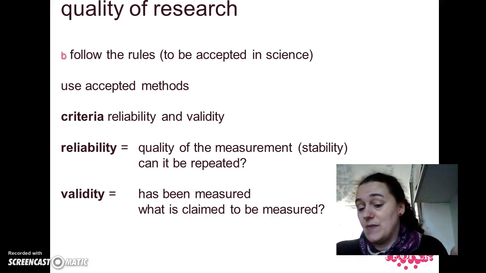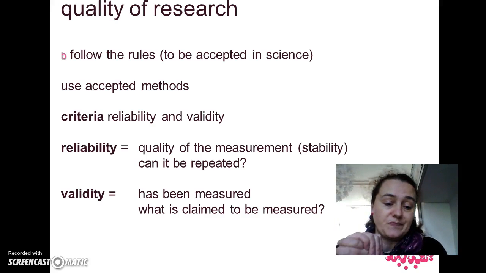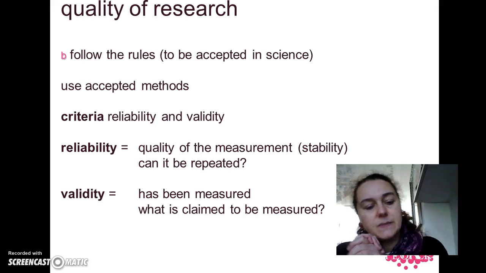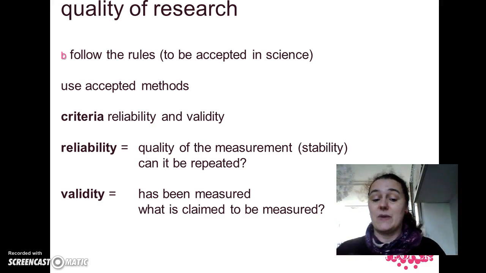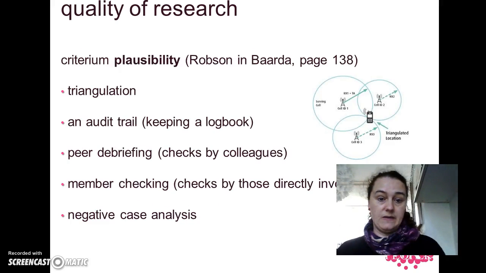However, that is not, as she's not been measuring by that observation what she claims to be measuring, because it has a different setting. Is that a good explanation? Anyway, validity is about what has been measured versus what is claimed to be measured.